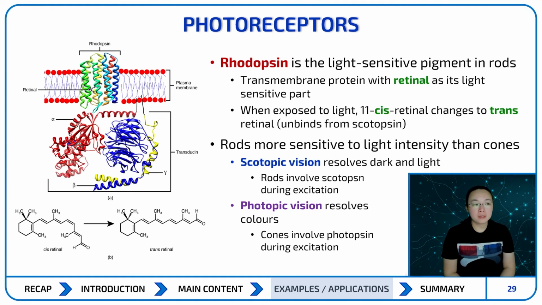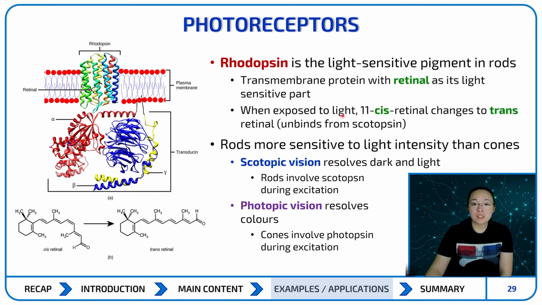You should also understand what photoreceptors are structurally. When we take a look at photoreceptors, there's something called rhodopsin. It's the light-sensitive pigment that is in rods. It's a transmembrane protein with something called retinol as its light-sensitive part. So there's rhodopsin, and it has some protein that has retinol.